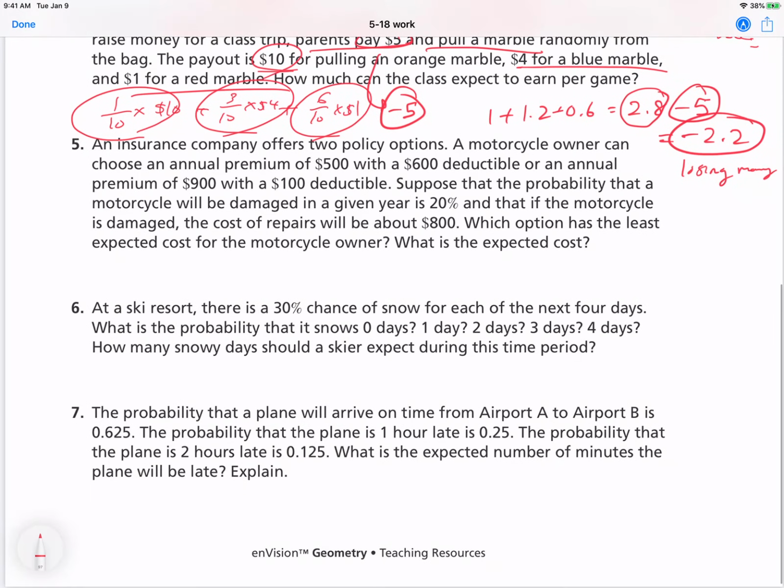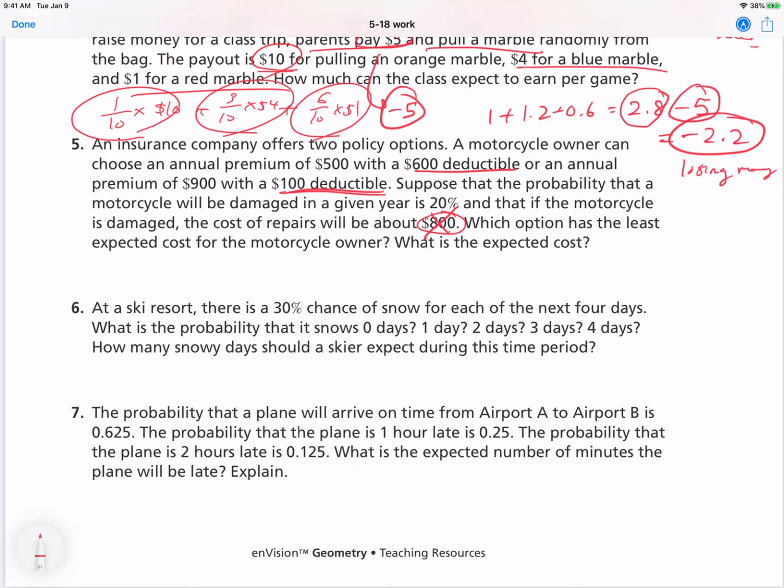An insurance company offers two policy options. A motorcycle owner can choose an annual premium of $500 with $600 deductible, or an annual premium of $900 with $100 deductible. Suppose that the probability that a motorcycle will be damaged in a given year is 20%, and if the motorcycle is damaged, the cost of repairs will be about $800. Which option has the least expected cost for the motorcycle owner? Now, this $800 really doesn't matter because you have a $600 and a $100 deductible. It means you're only eligible to pay that much.